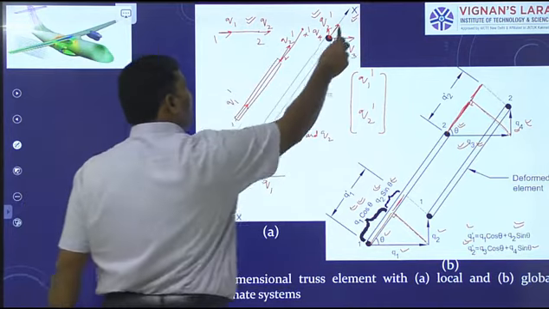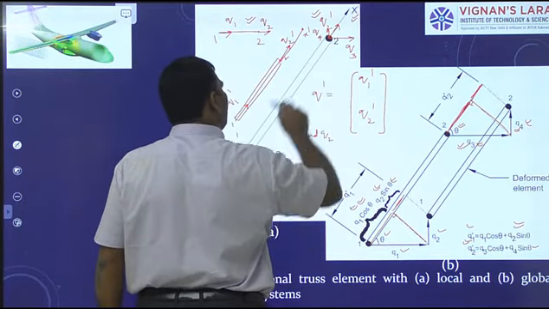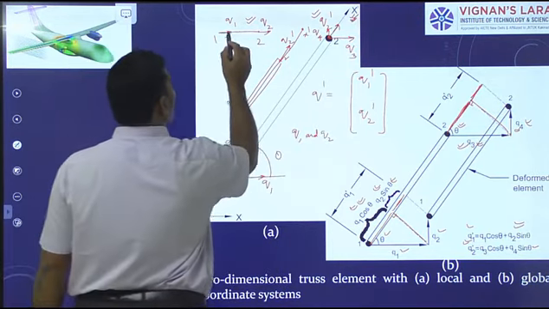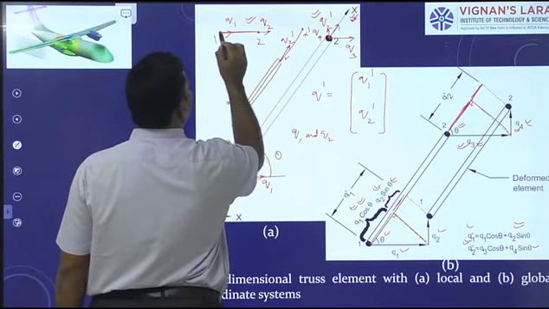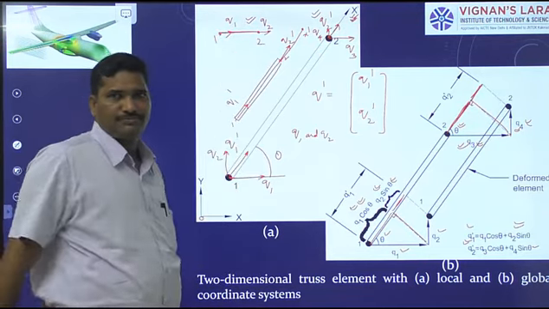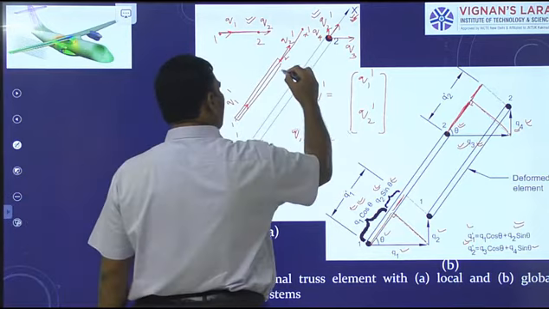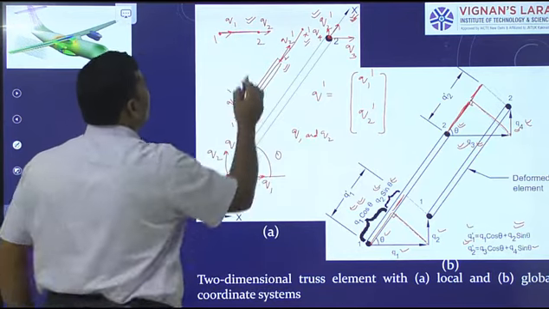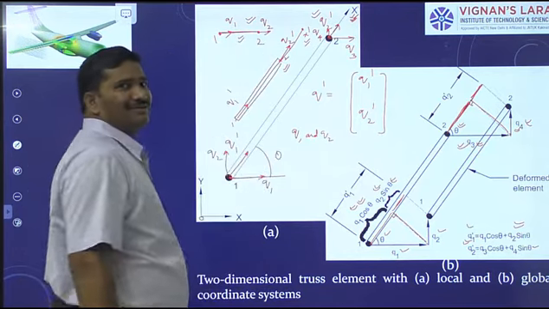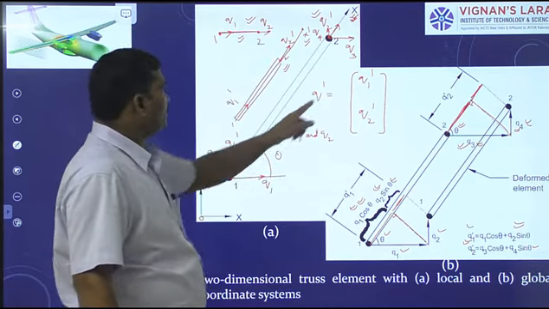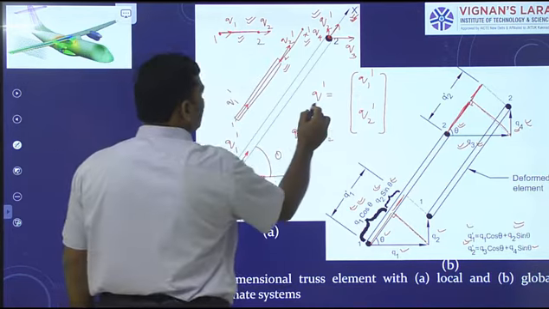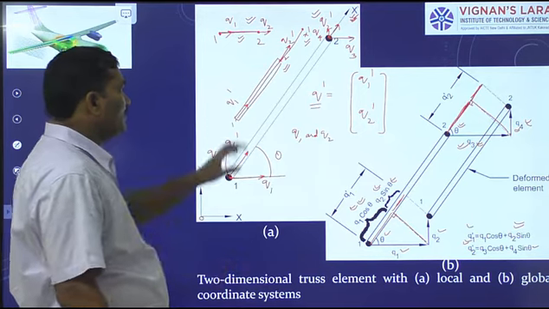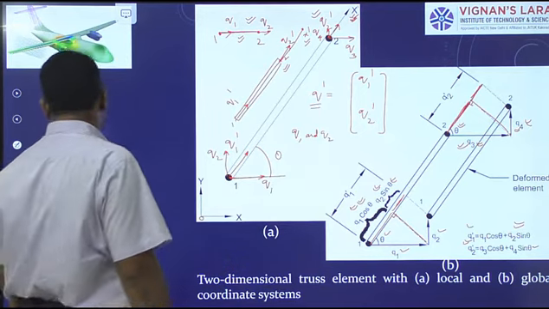With respect to the local reference frame, the behavior of the truss element is the same as the behavior of a two-noded bar element. Very simple. The behavior of the truss element with respect to local reference frame x dash is similar to the behavior of a two-noded bar element. What are the nodal displacements here? Q1 dash and Q2 dash. Therefore, we define the element displacement vector Q dash as a column matrix having the elements Q1 dash and Q2 dash.